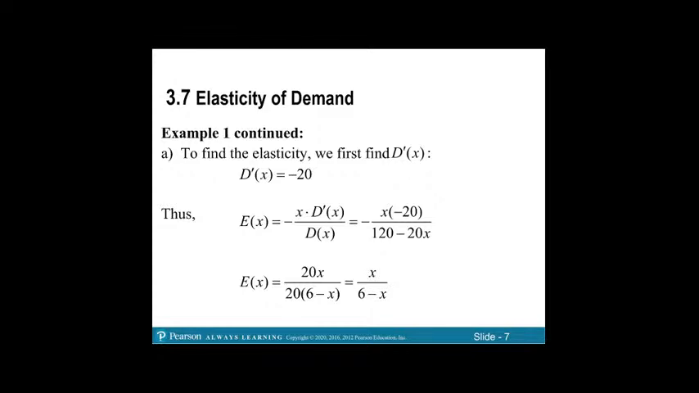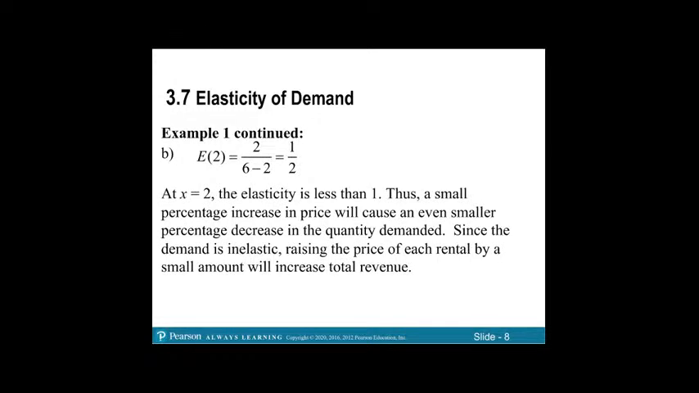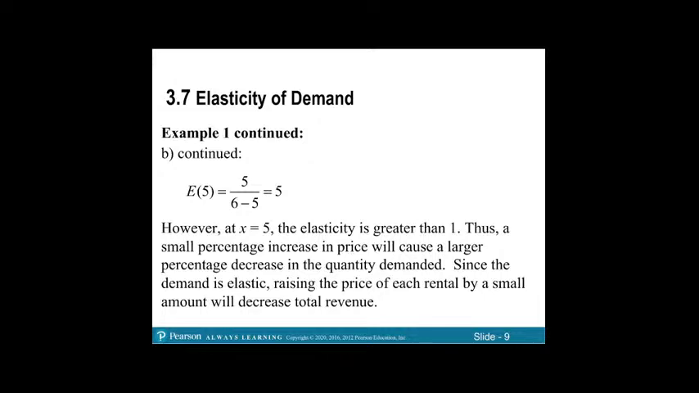So we got, for part B for elasticity when x is 2, a small percentage increase in price will cause an even smaller decrease in the quantity of demand. Since the demand is inelastic, a small increase in price will increase the total revenue. And then when it's 5, the elasticity is greater than 1. Thus, a small percentage increase in price will cause a larger percentage decrease in the quantity demanded.